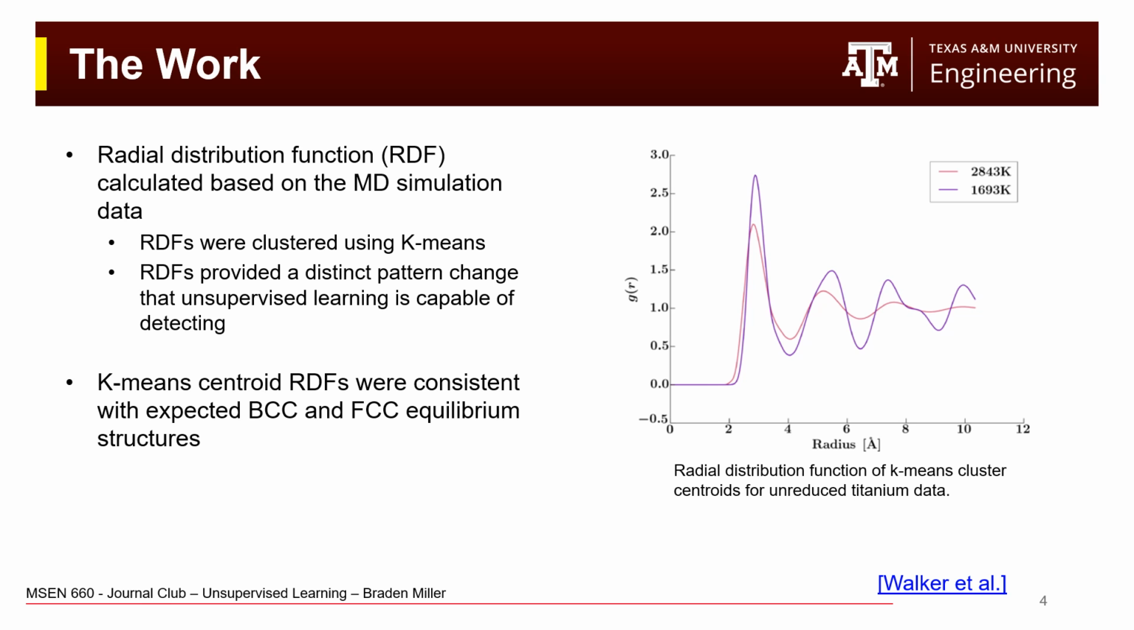And as you can see here, they have two temperatures. One is below melt temp and one is above. And both are reminiscent of the radial distribution functions you would expect in BCC materials, though they do have some smoothing and some weird features. However, the RDFs provided a very distinct change in a pattern that machine learning is very capable of recognizing. And again, like I said before, the k-means centroid RDFs were very consistent with the expected BCC and FCC equilibrium structures, both in their solid phase and in their liquid phase.